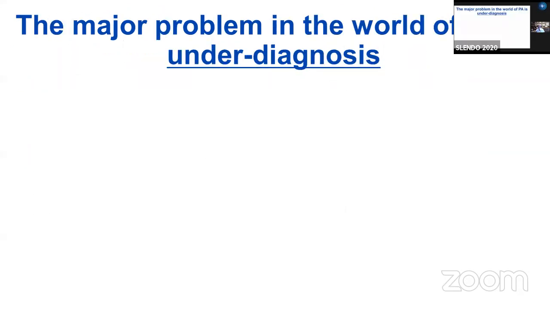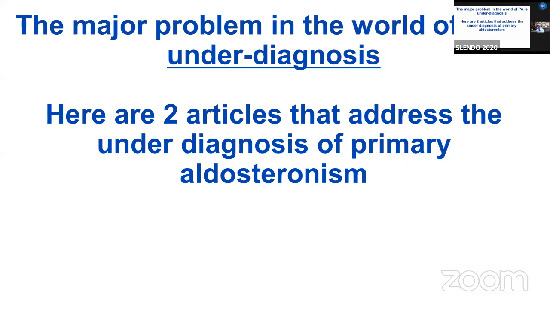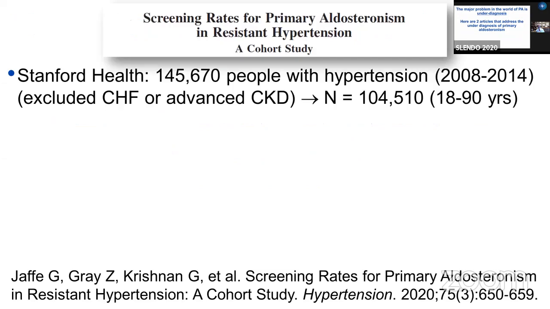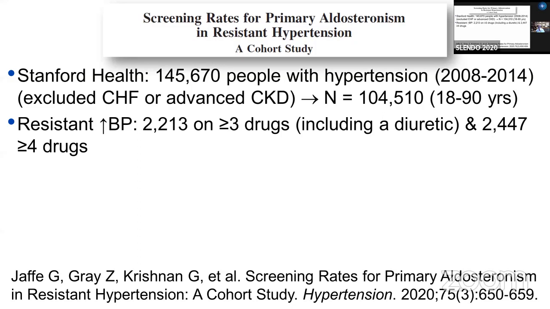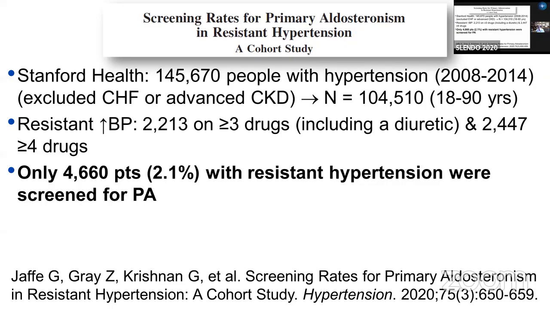The major problem in the world of primary aldo is underdiagnosis. I'm going to briefly review two articles that address the underdiagnosis of this disorder. The first one, published earlier this year from Stanford, looked at the screening rate for primary aldo in patients with resistant hypertension. In the Stanford Health System, they had 145,000 patients with hypertension. Once they excluded CHF and CKD, they had 104,000 patients. Then they looked for what proportion of them have resistant hypertension. Resistant hypertension defined as three drugs, poor control, and one of those drugs should be a diuretic, or anyone with hypertension on four antihypertensive drugs. So they had 4,660 patients with resistant hypertension.